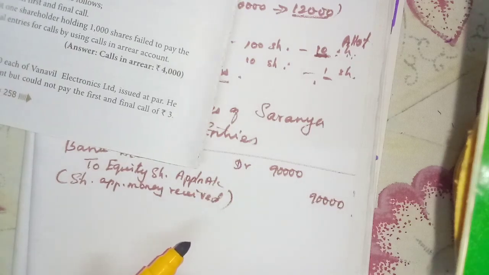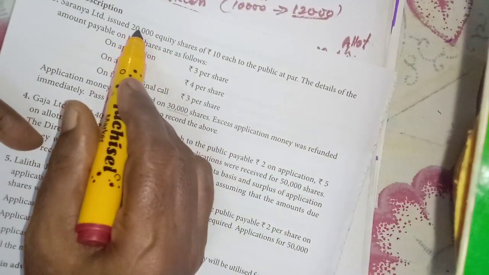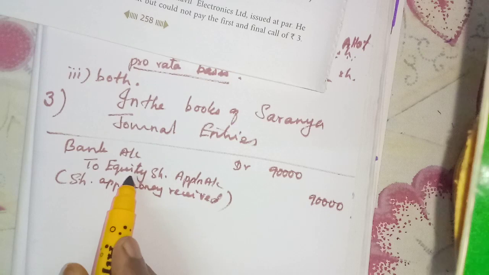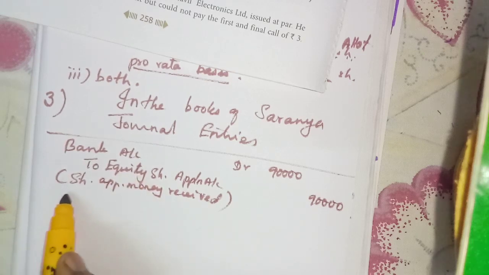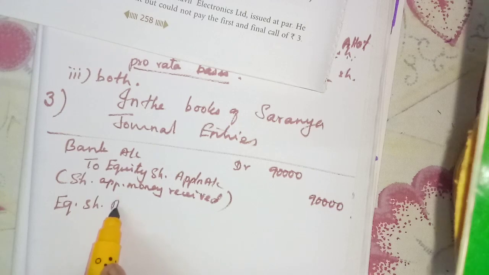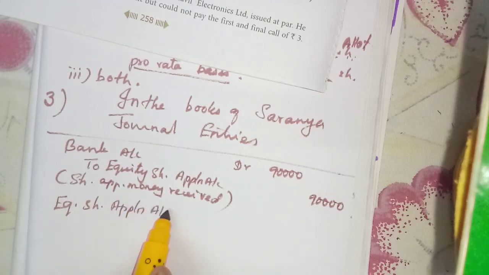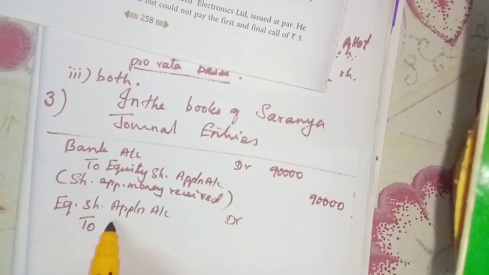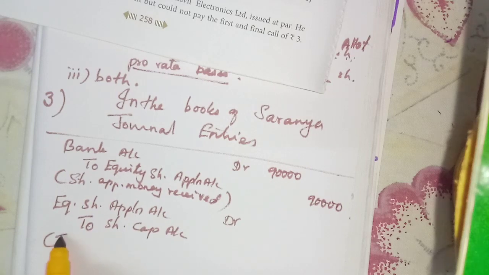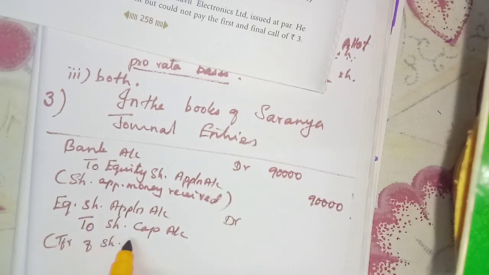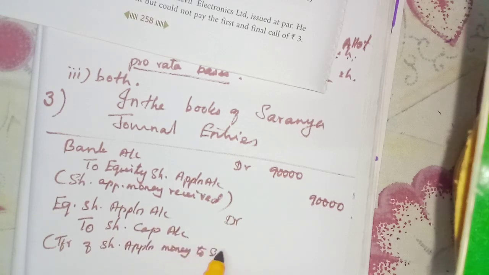Now, how many shares have we offered to the public? 20,000. So 20,000 into 3 only we should transfer to share capital account. So you debit equity share application account to share capital account. Write it fully, students. Transfer of share application money to share capital account. I told you, 20,000 into 3, 60,000.